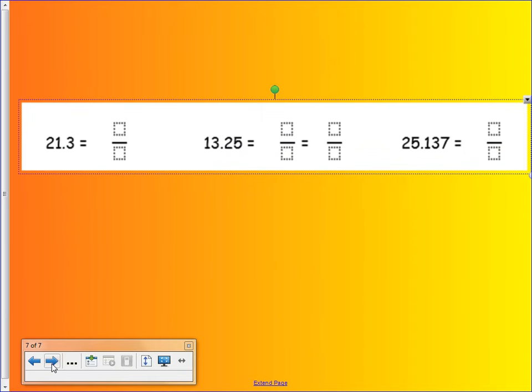All right, let's take a look at a few more. The 21 is our whole number, so we're going to keep 21 out in front, and then we read this again as 3/10. So we write that part as 3/10. The next one, our whole number is 13, and then we have 25 hundredths. So we write 25 over 100, and then when we simplify, we do keep the 13 out in front. 25 divided by 25 is 1, and 100 divided by 25 is 4. So the answer to this one is 13 1/4.